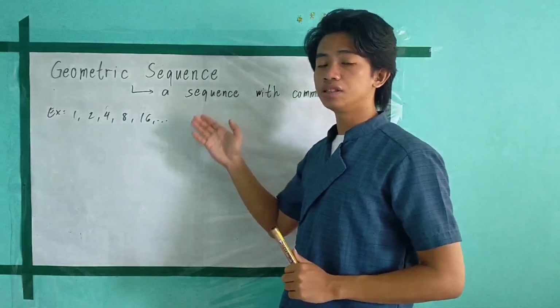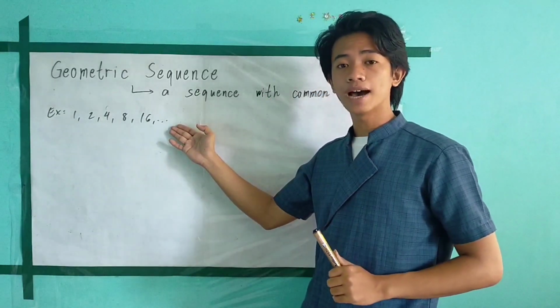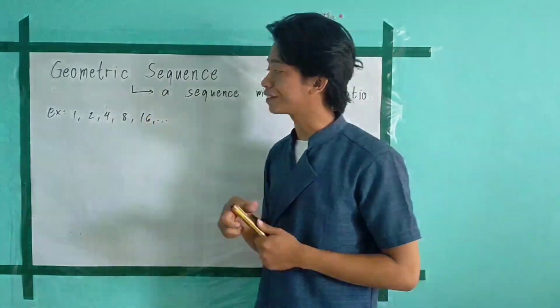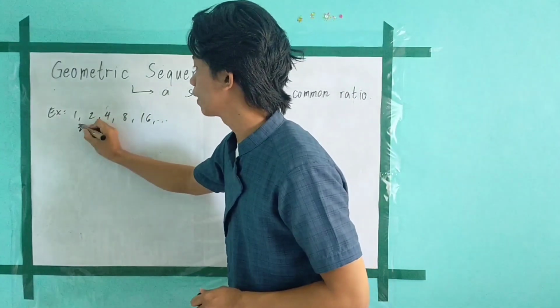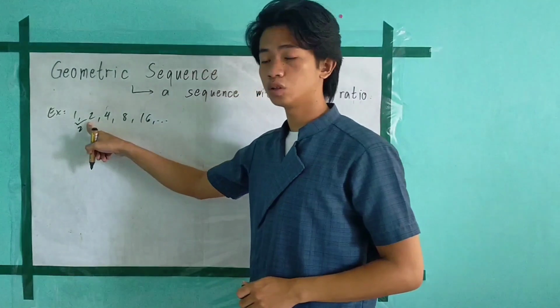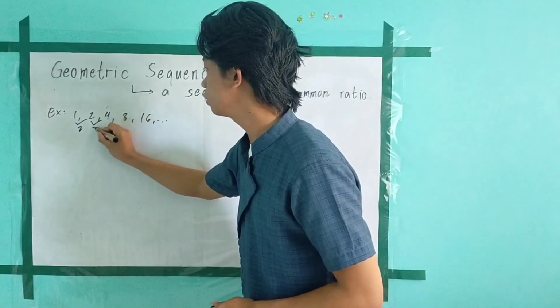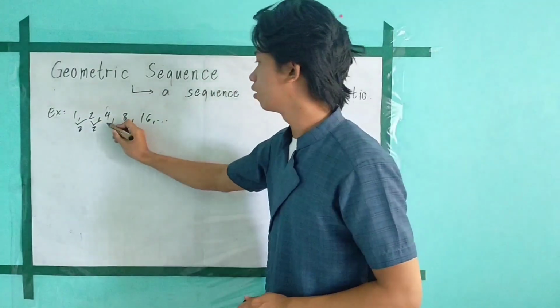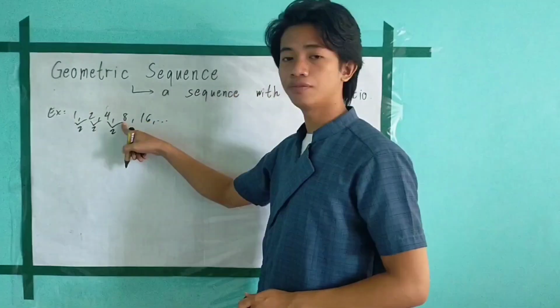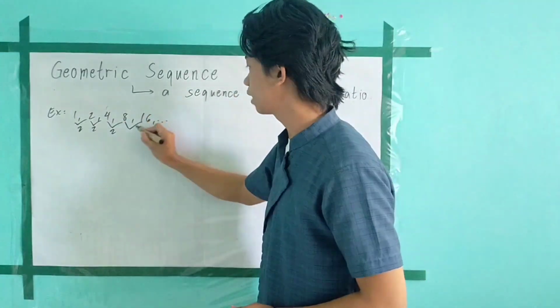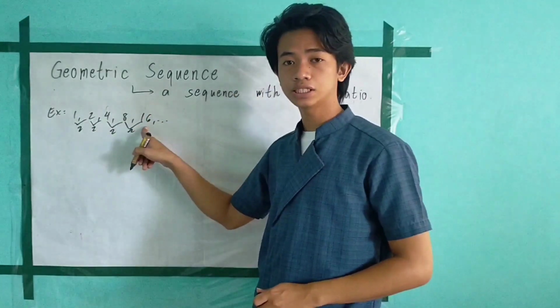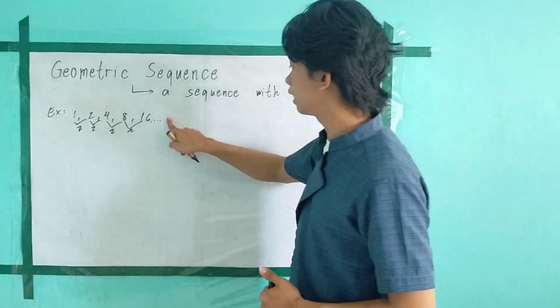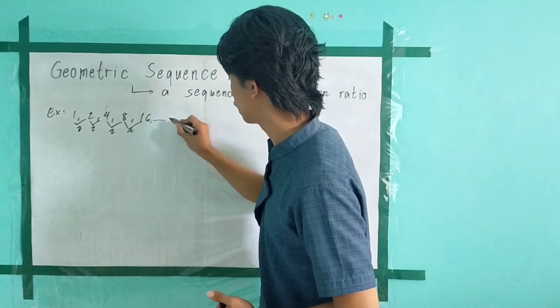Note that each term in this sequence is multiplied by 2 to get the next term. 1 multiplied by 2, we have 2. 2 times 2, we have 4. 4 times 2, we have 8. 8 times 2, we have 16. If we are going to get the next 3 terms, let's write this one.